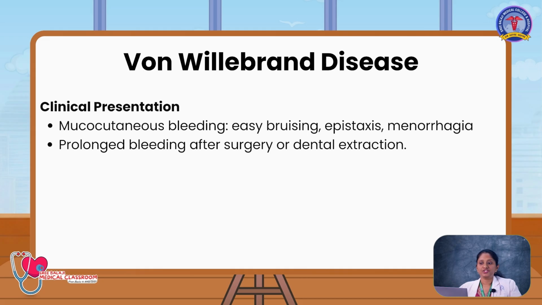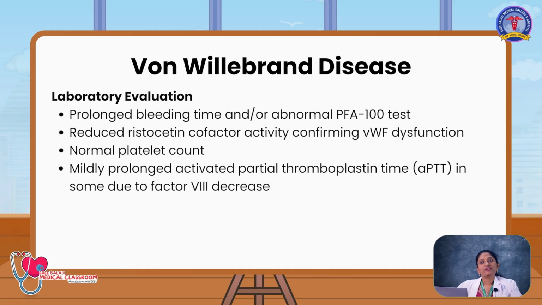As far as the laboratory parameters are concerned, the patients will have normal platelet count, there is prolonged bleeding time and abnormal PFA test. There is reduced ristocetin cofactor activity confirming the von Willebrand factor dysfunction. There is also a mildly prolonged activated partial thromboplastin time due to factor 8 decrease.